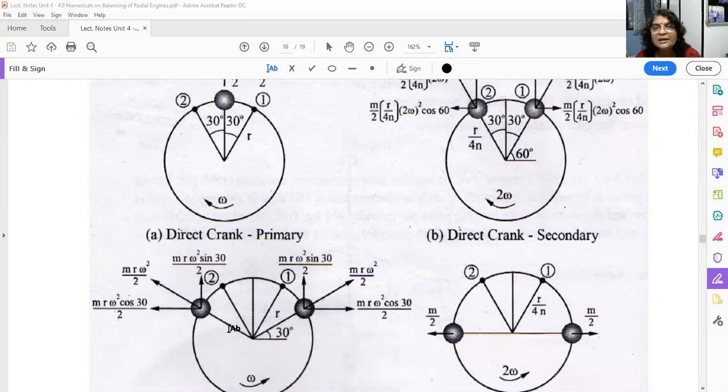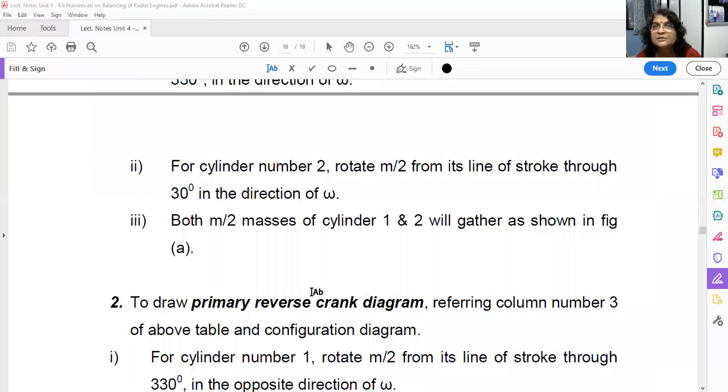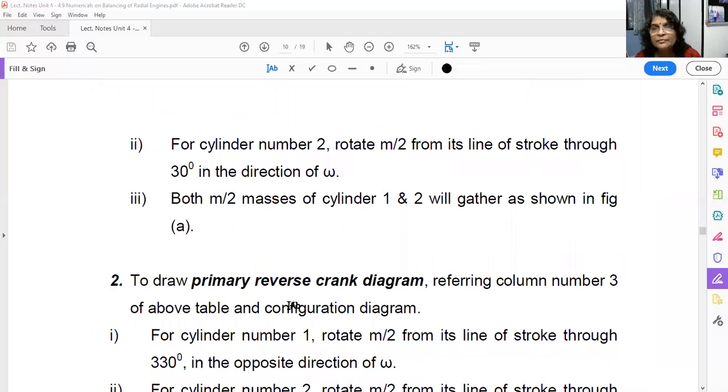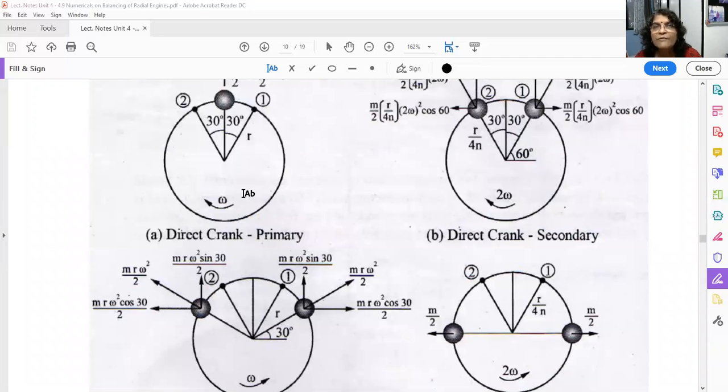analyze this second. That means reverse crank primary diagram. What are the angles? See this column. So we have to rotate cylinder number 1 line of stroke by 330 degree and cylinder number 2 by 30 degree in the opposite direction of omega, that is anti-clockwise. Okay. So now see, your cylinder number 1 is here, cylinder number 2 is here, and your clockwise is the actual direction of rotation. So here we have to rotate by anti-clockwise direction.